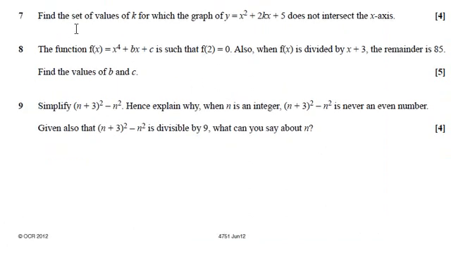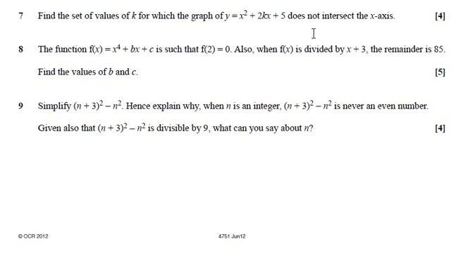Now, question 7, find the set of values for k such that the graph y equals x squared plus 2kx plus 5 does not intersect the x-axis. Well, this is, again, a graphical question that uses the fact that you have to know something about the quadratic equation.